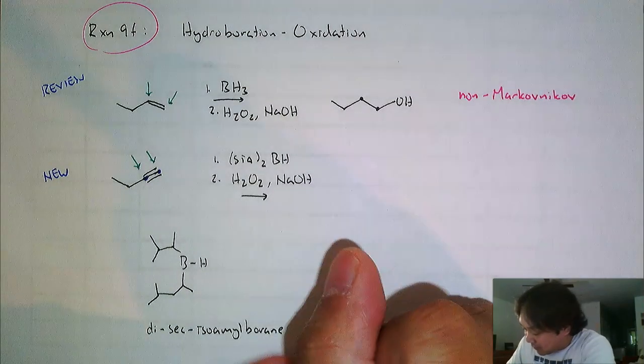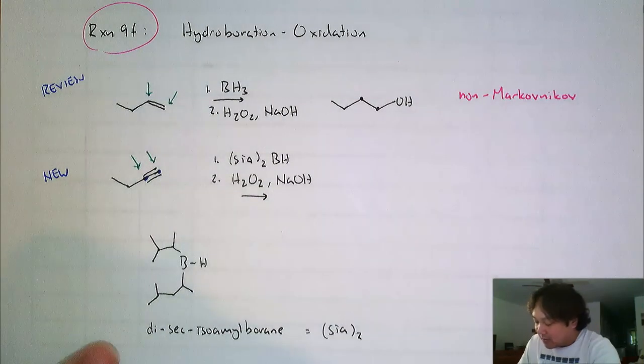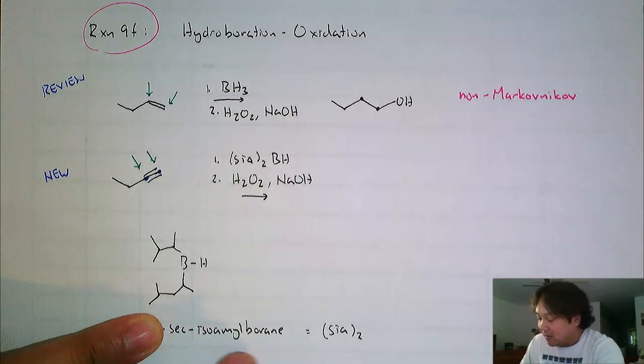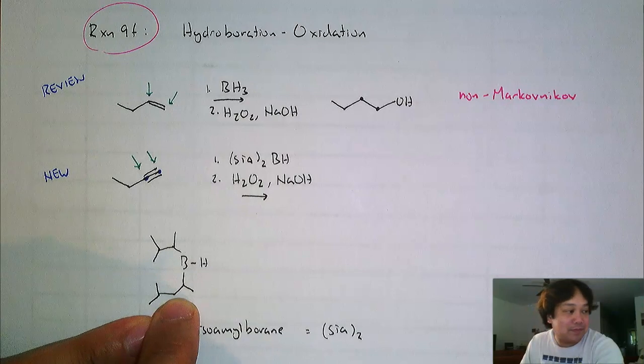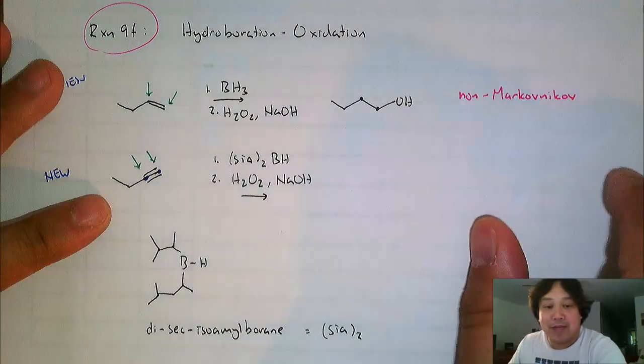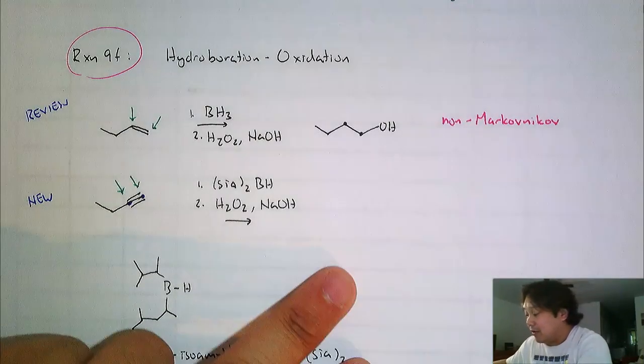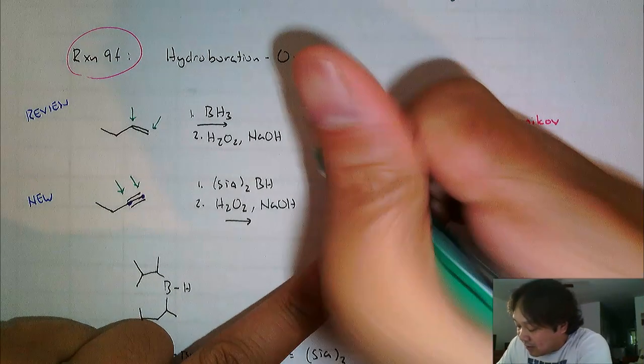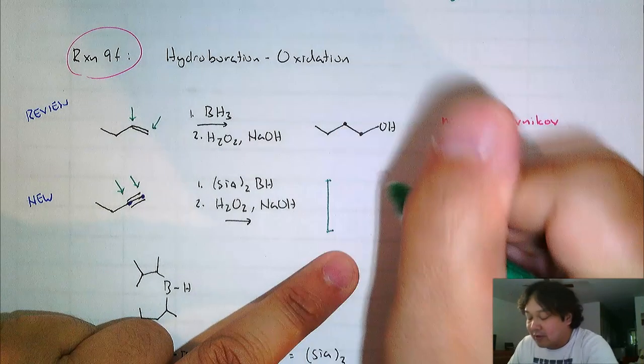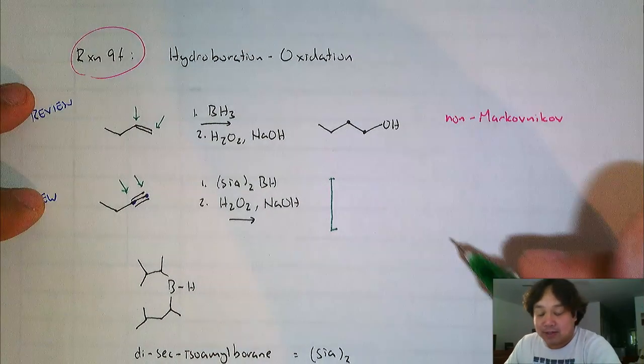And the "di" means we have 2 of them. Okay, so sec-isoamyl is one of these groups. Don't worry too much about that. Worry about your product. And we're going to practice by drawing the enol intermediate.